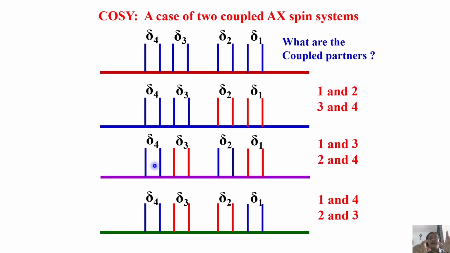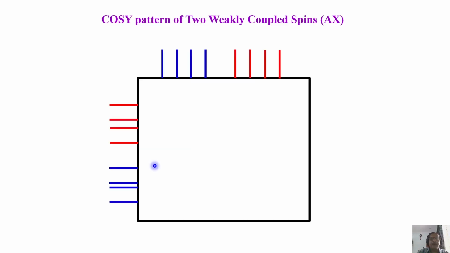Now if we are asked to find out which are the coupled partners, what will you do? Simply run a COSY experiment. Now, what is the type of pattern I am going to get? A COSY experiment tells me which are the coupled partners. Please understand. Simply do a 90-t1-90 COSY experiment. That's all I'll do. Two-dimensional COSY.